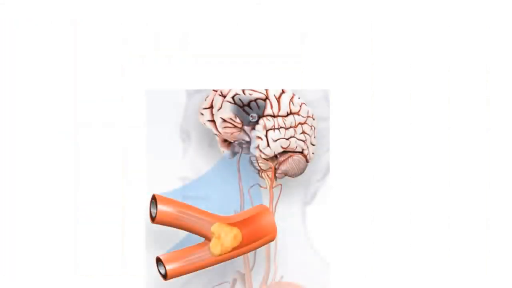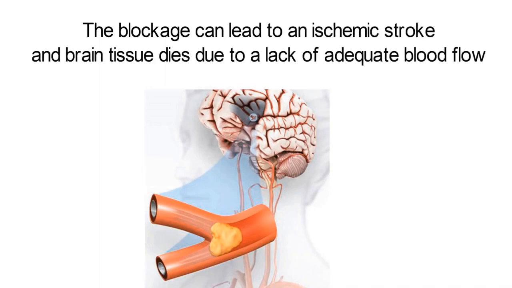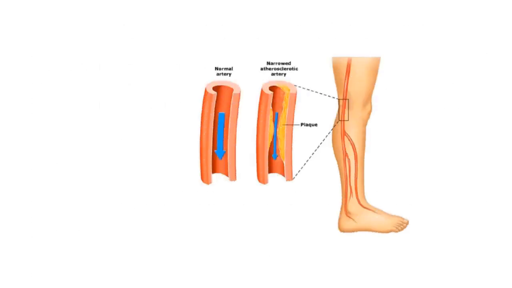If an ischemic thrombus forms from a burst atherosclerotic lesion in an artery in the brain, the blockage can lead to an ischemic stroke and brain tissue dies due to a lack of adequate blood flow. Atherosclerosis can also lead to peripheral artery disease.